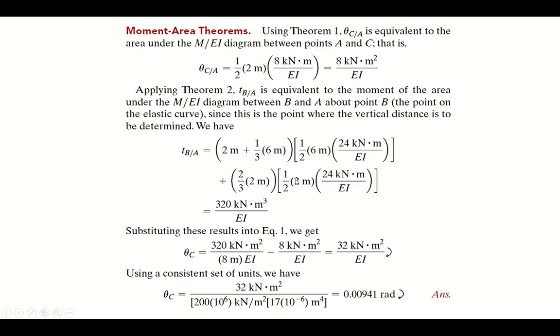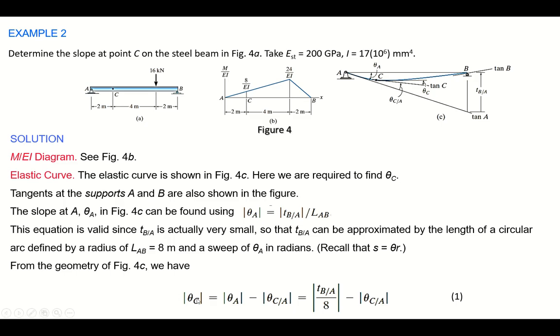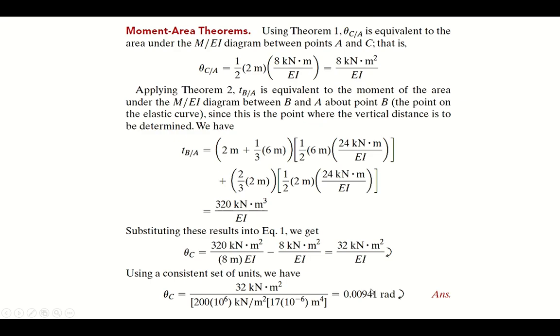Now on just solving this, we will get the value of TB by A equals 320 kilonewton meter cube over EI. Substituting these results into equation 1, we will get theta C, right? Because we now got the value of TB by A and we got theta C by A. So just putting the values will give us theta C equals 32 kilonewton meter square over EI.